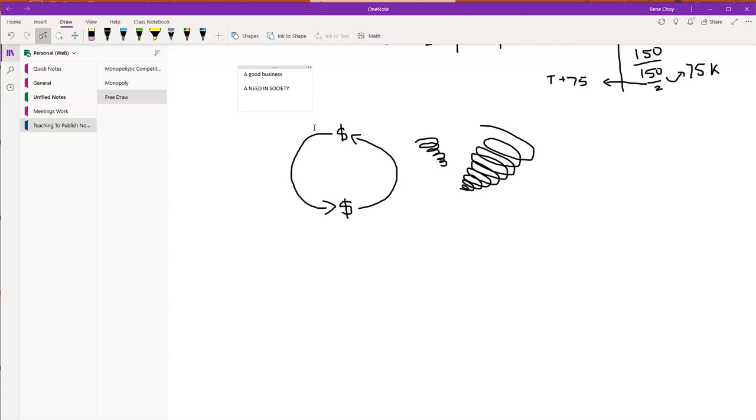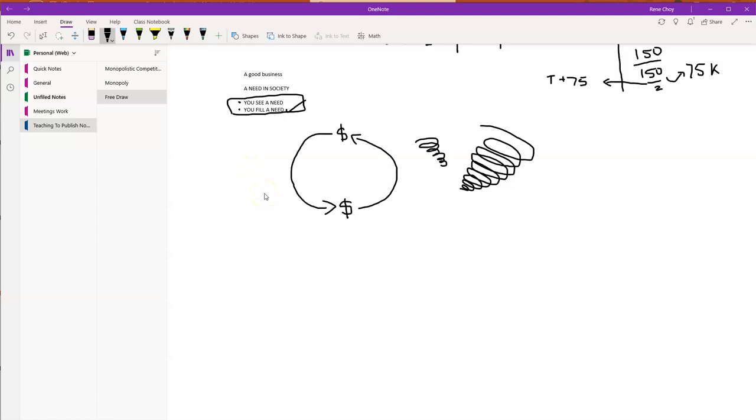So what's a good business? Well, a good business is you see a need and you feel a need, and that is your business. So you need to identify something that society needs, and then after that, how to do that. And that is what a good business is.